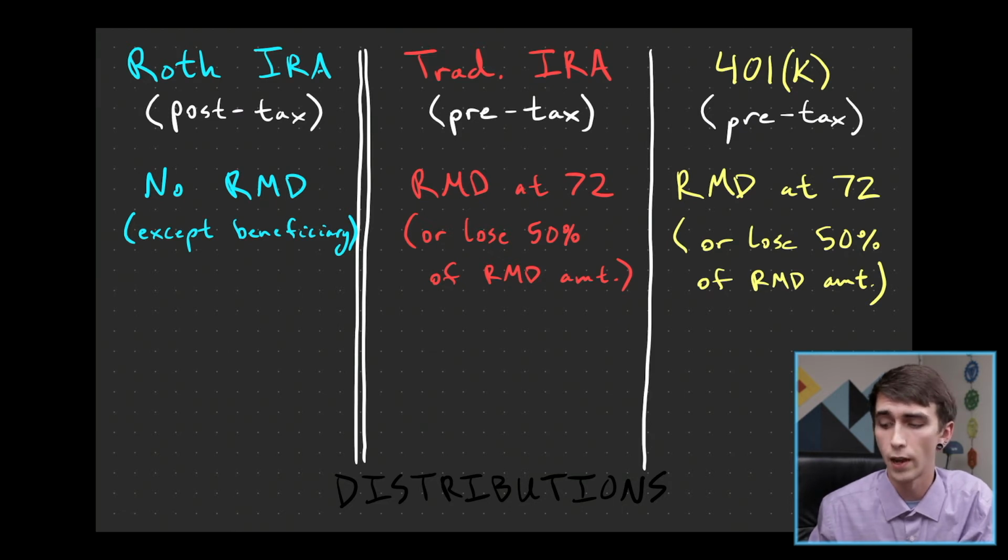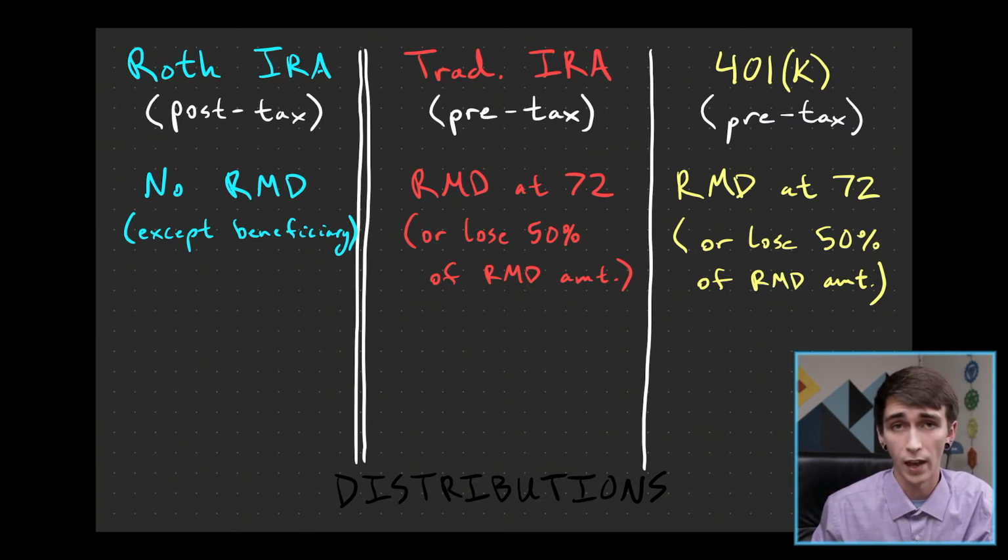But with a traditional IRA and a 401k, these both have required minimum distributions starting at the age of 72. And again, this depends on your age at the time. And so, for example, say that you have a required minimum distribution of about $25,000 per year after that, and say there's like $1 million in the account. So if you don't withdraw the required minimum, then basically you'll lose 50% of whatever that number was as a penalty.